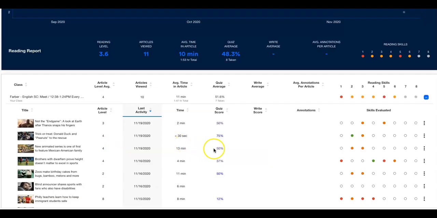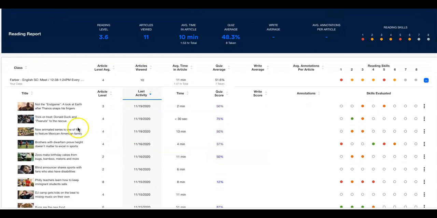So when I go back here and I look at that same student, Trick or Treat, they got a 75%, but they were in it for less than 30 seconds. It's because they answered one question that they got right, and a second question that I don't know if they got right or wrong, but they didn't answer any of these other questions. So that's what you're focusing on today.